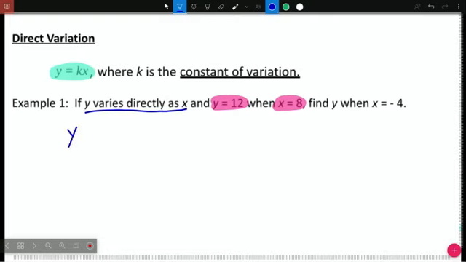So we're going to start by inputting our first x and our first y into our equation. So remember, we're starting with y equals kx. We're going to put 12 in for y and 8 in for x. And then we're just going to solve this for k. So we're going to divide by 8. And we can absolutely leave this as a fraction. k is going to equal 3/2.